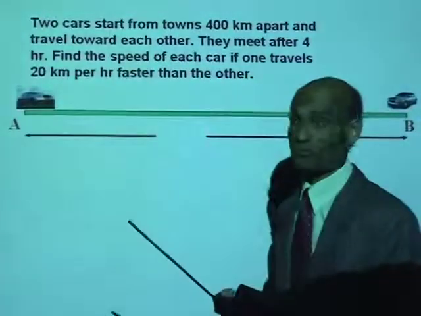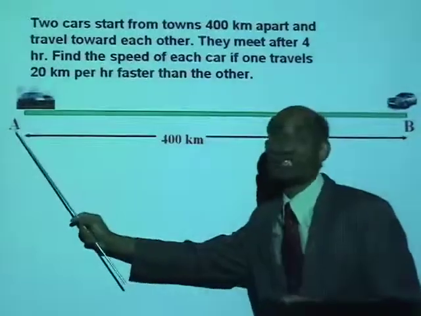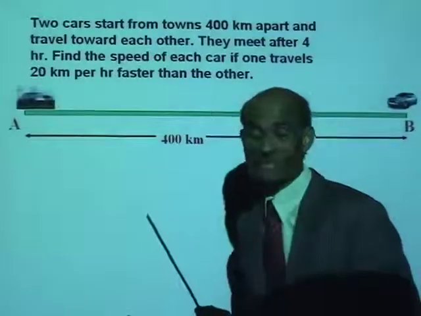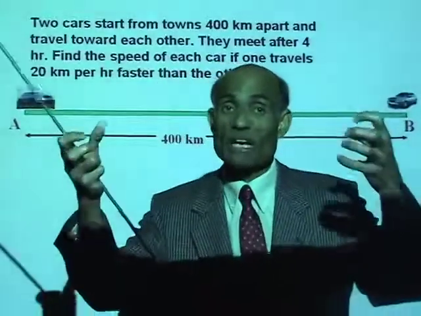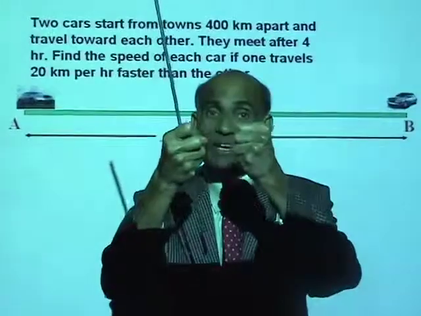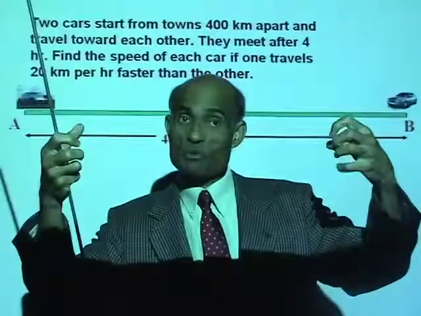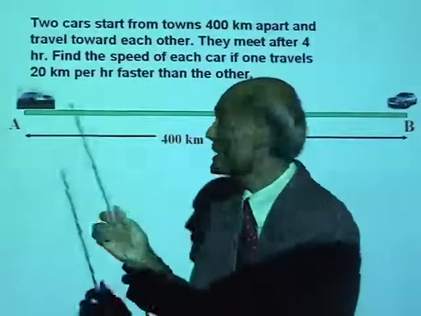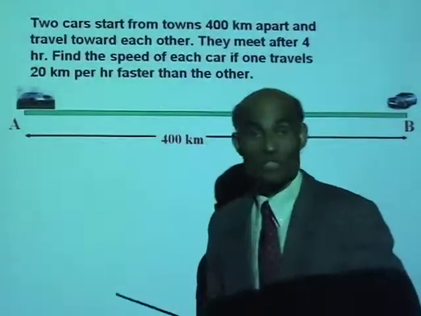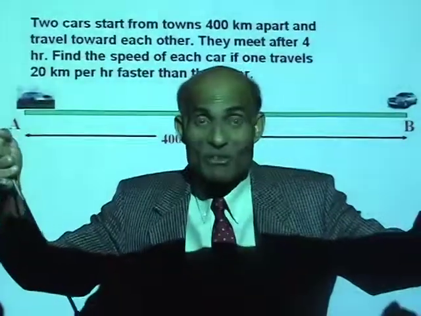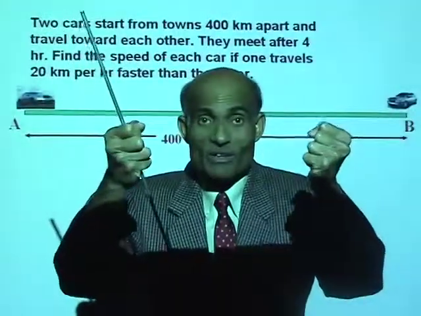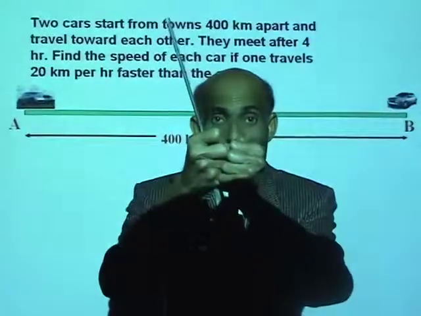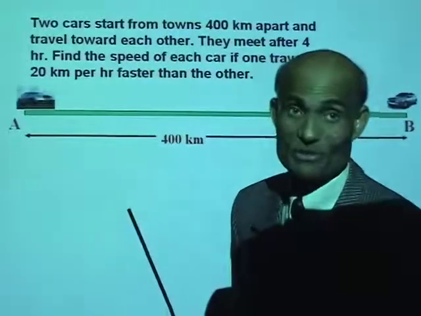So, the total distance from city A to city B is 400 kilometers. Now, because they are traveling towards each other, it means the distance traveled by A added to the distance traveled by B is 400 kilometers. Is that right? Because they are traveling from opposite directions. The distance traveled by A added to the distance traveled by B will be 400 kilometers.